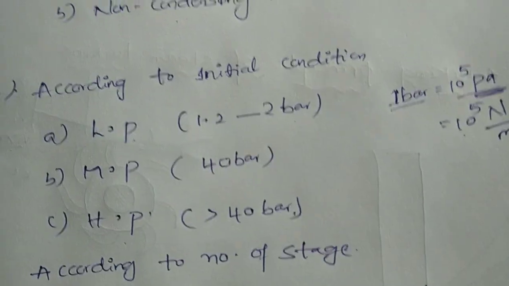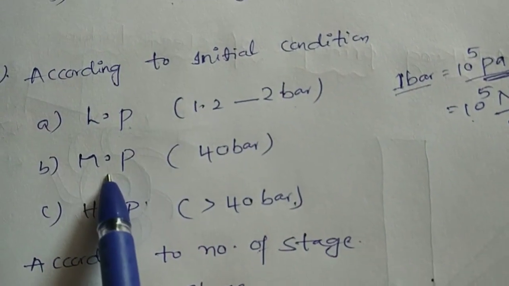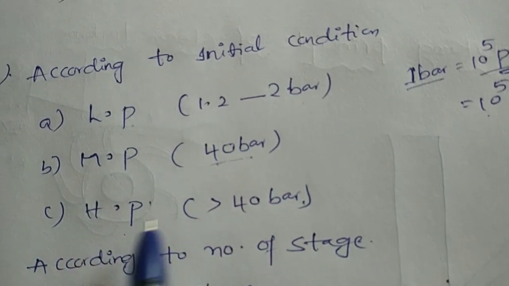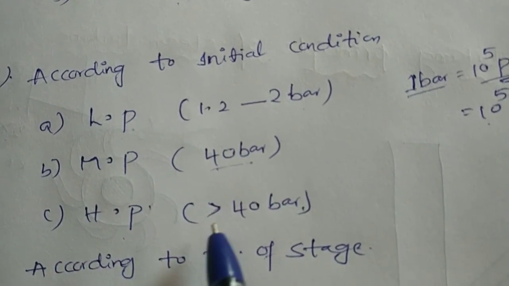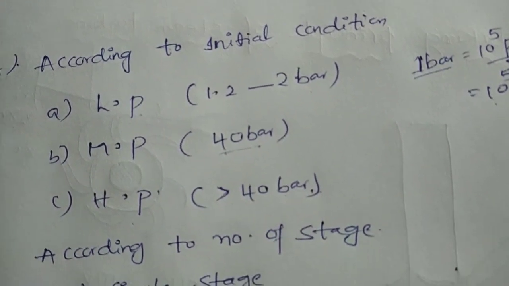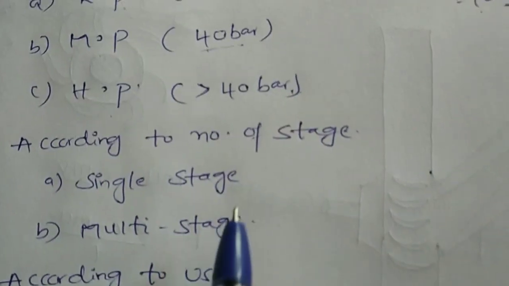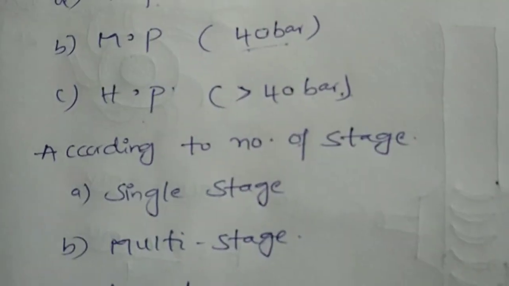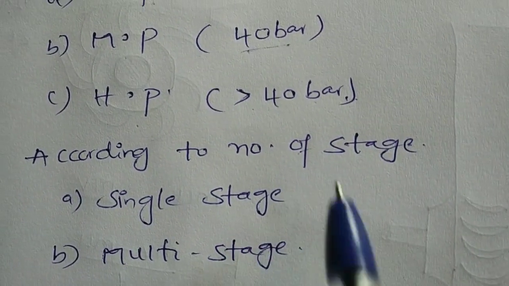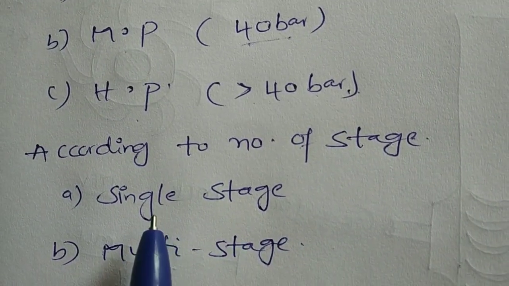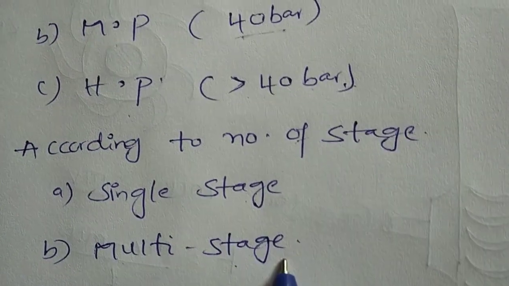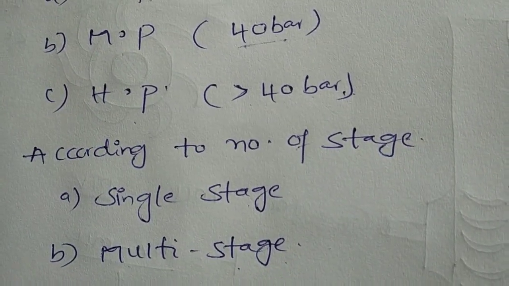That is pressure. Now medium pressure means it is around 40 bar. And high pressure means the pressure of the steam coming to the turbine should be greater than 40 bar. Those are called high pressure turbines. According to the number of stages, that is, in how many stages the expansion is taking place in the turbine, the turbines are classified into two types. One is single stage, another one is multi-stage. Multi-stage means the expansion takes place in more than 2 stages.